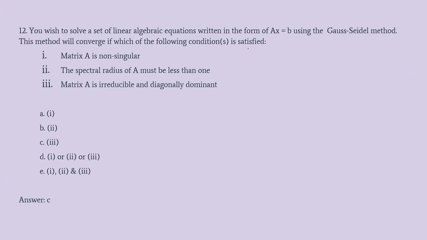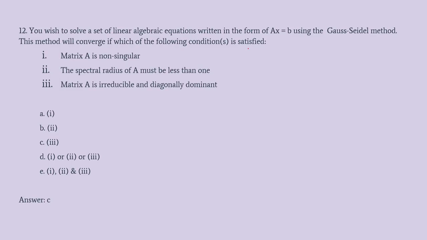You wish to solve a set of linear algebraic equations written in the form of Ax is equal to B using Gauss-Seidel method. So this method will converge if which of the following conditions is satisfied. So here it's a pure math based question. If you have gone through the calculus classes and all, you can answer it.